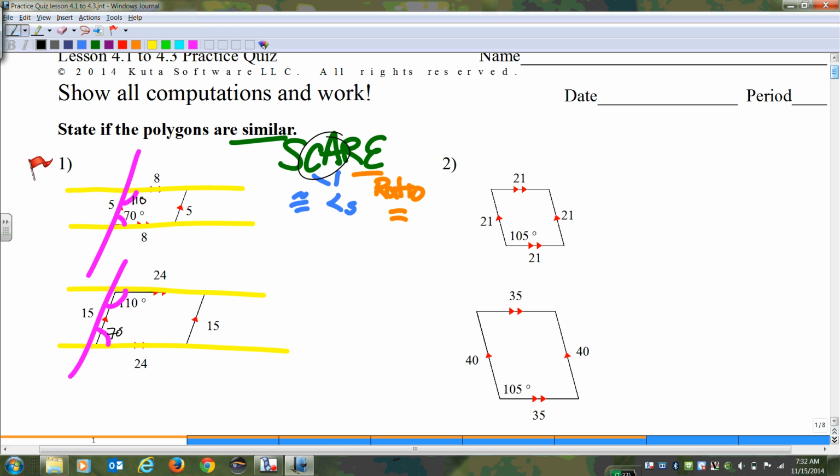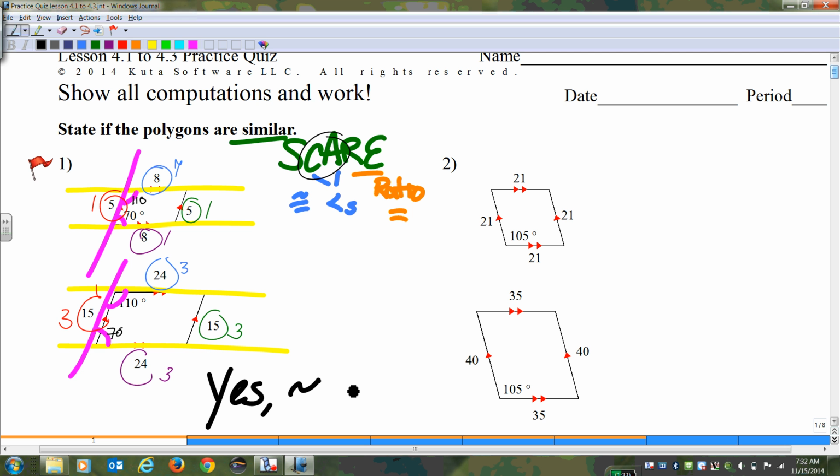Now let's take the side ratios. So I'm going to go 8 to 24. 8 goes into 24 3 times. That's a 1 to 3 ratio. And 5 to 15, that's a 1 to 3 ratio. Then I have 8 to 24, 1 to 3 ratio. 5 to 15, 1 to 3 ratio. And so we see the ratios are also equal. This is yes, the shapes are similar.